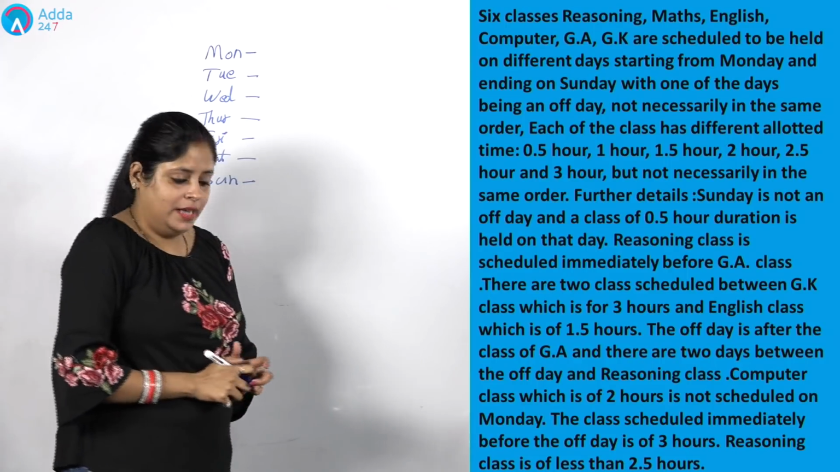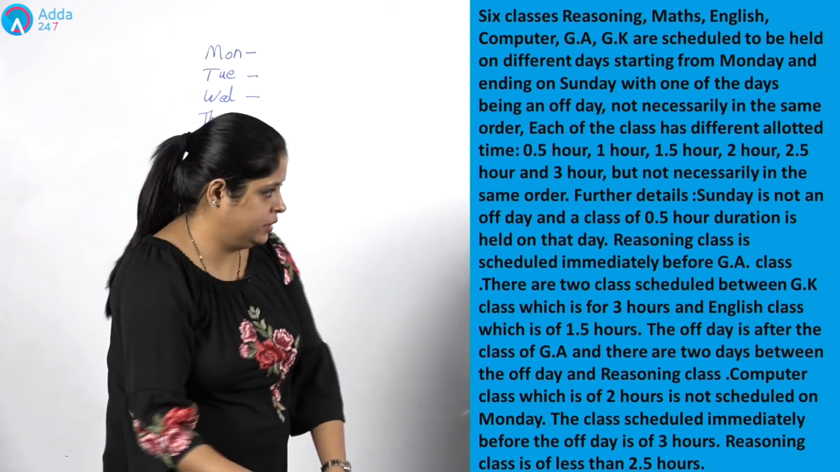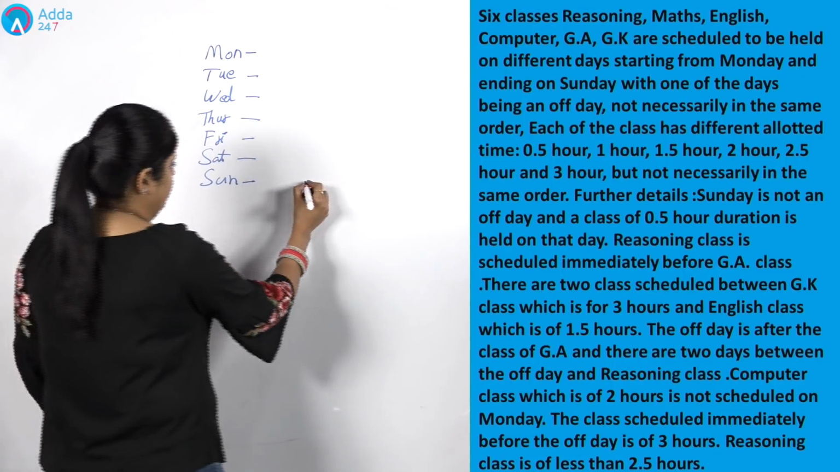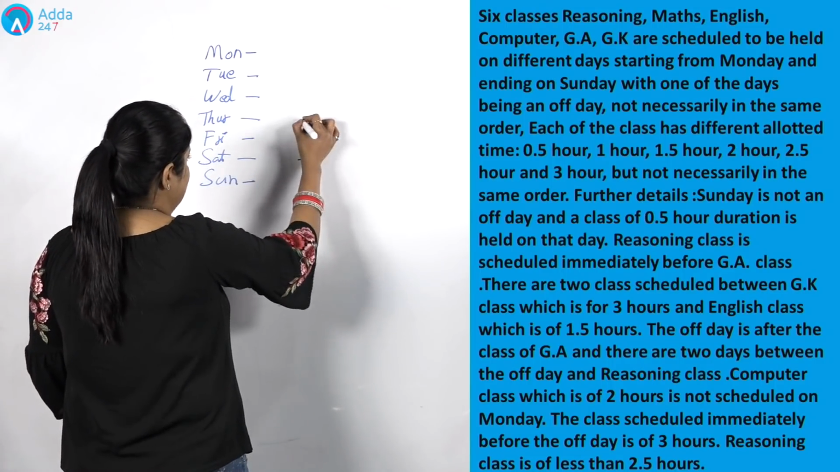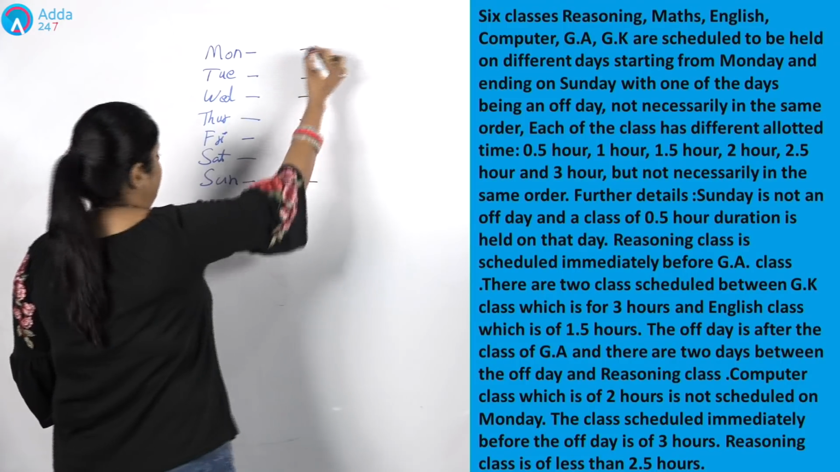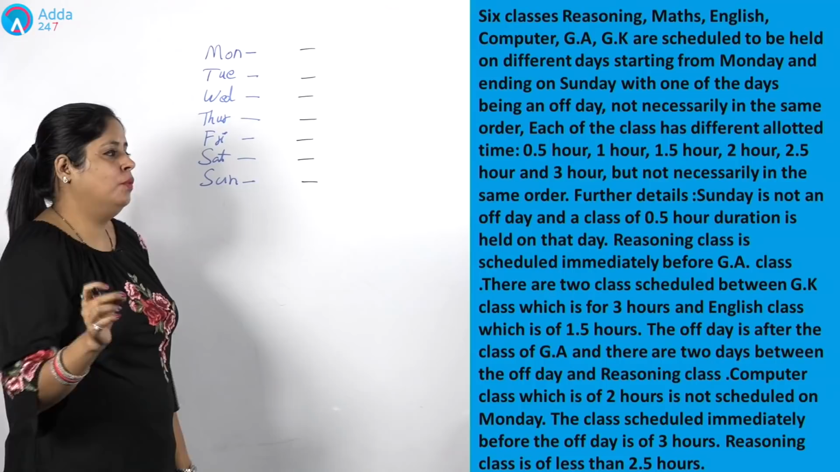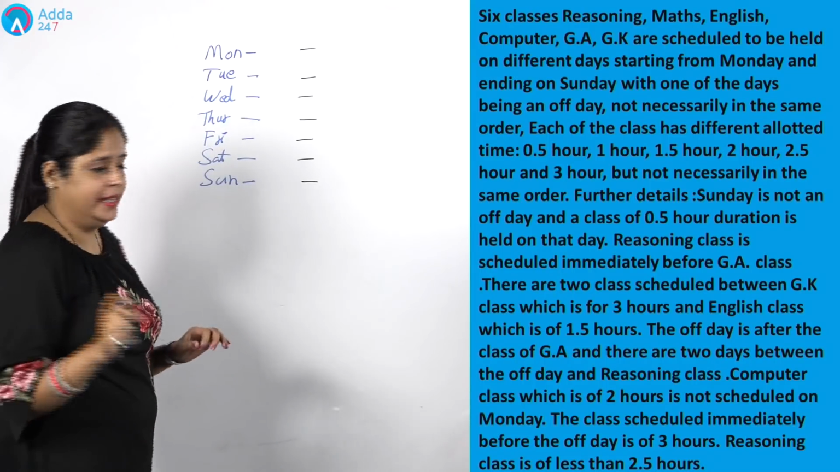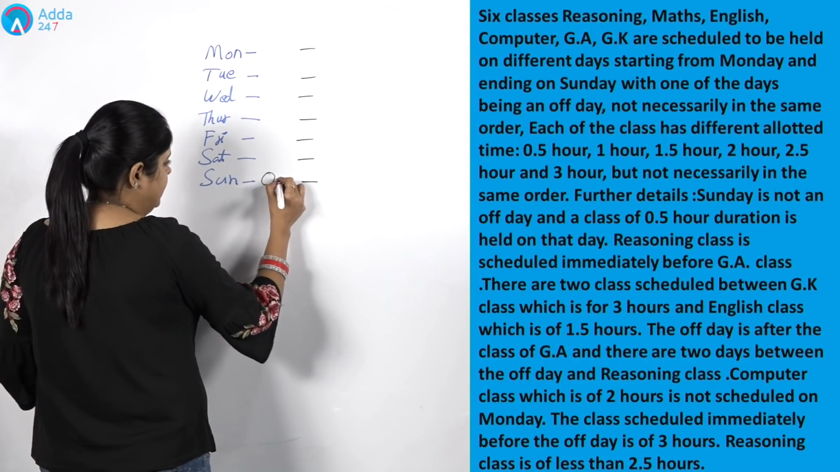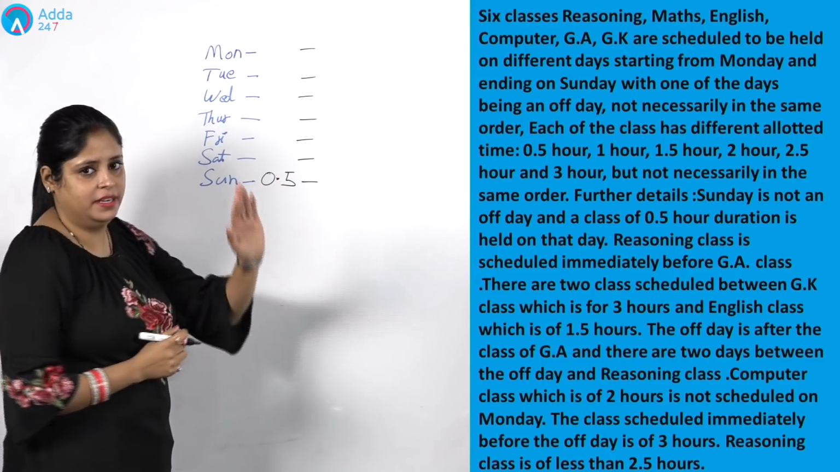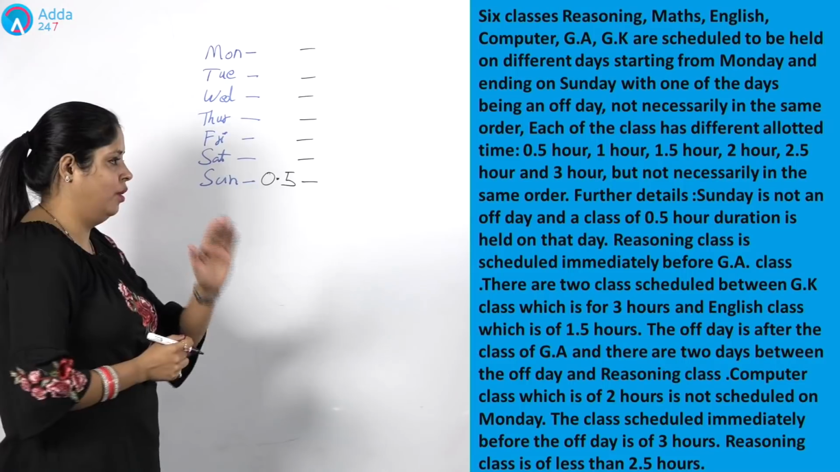Okay. Now let's talk about the core hints. The core hint says Sunday is not an off day. They gave you one piece of information which says Sunday is not an off day. Okay, one more piece of information. A class of 0.5 hour is scheduled on that day. Means a class of 30 minutes is scheduled on that day, which means on Sunday, which clearly indicates that Sunday is not at all an off day.